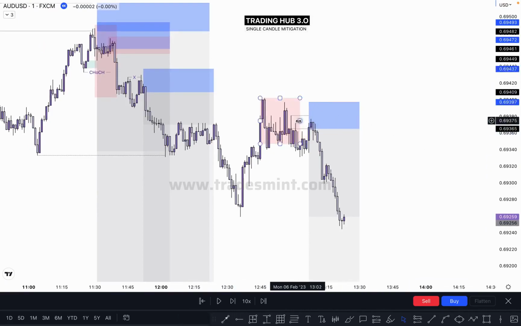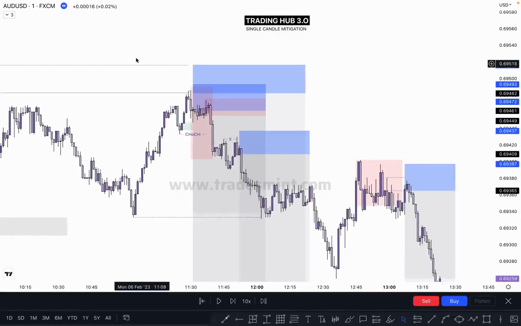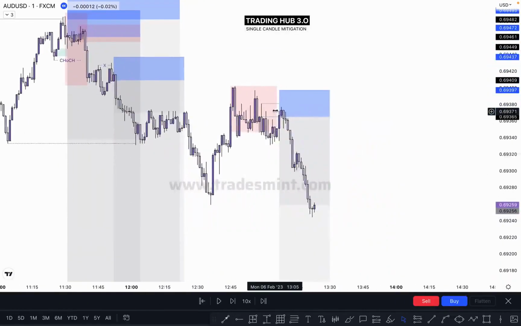Because this one is our POI based on the 15-minute POI, because this one is a shadow which took out the previous candle high, right? As we have done at this point, right? And the same thing will be applicable here.